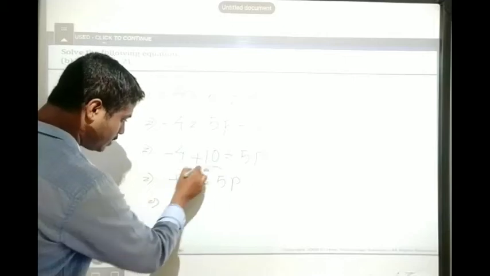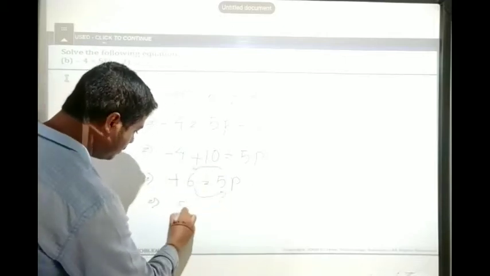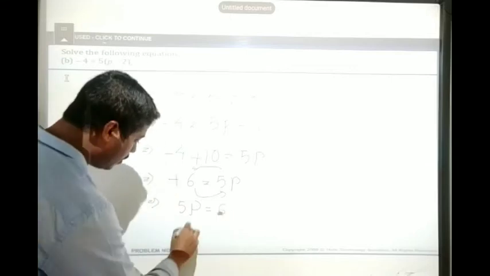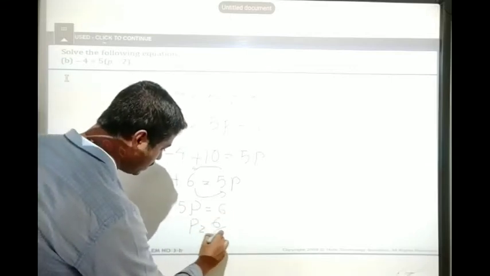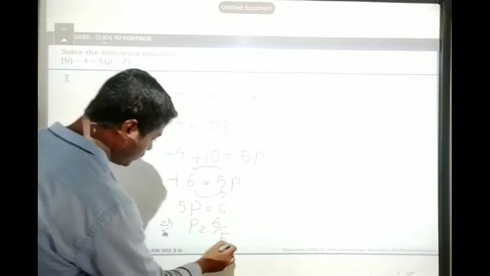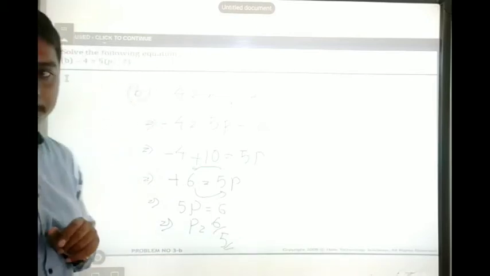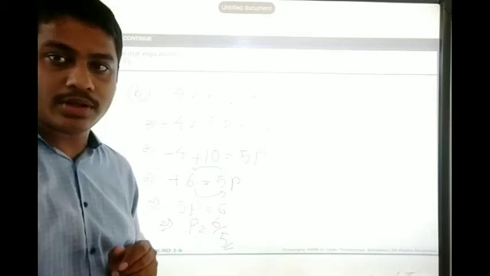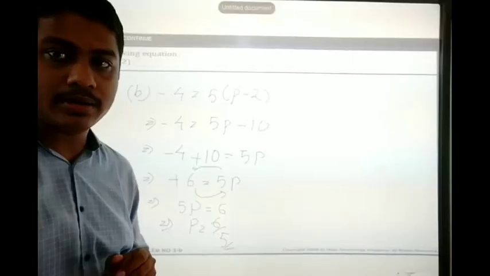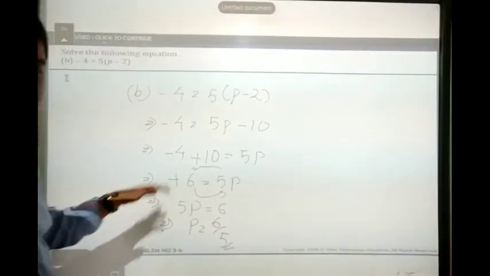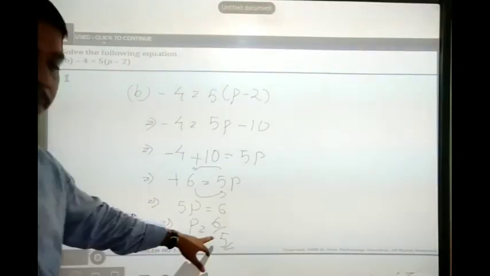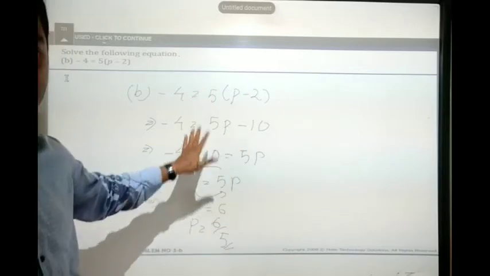So just change the position. 5p will be equal to 6, or p we can write as 6 by 5. So this is the answer for question B. If it is not clear, I am making it a little bit darker. You can see now, it is clear. So this is for p is equal to 6 by 5. This is for question B.